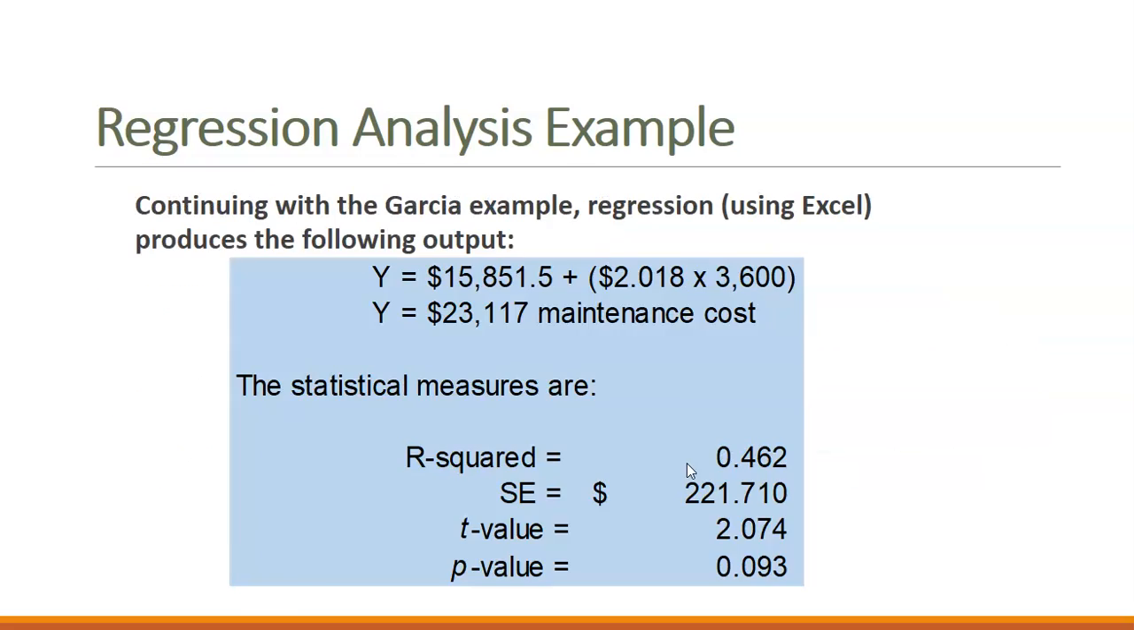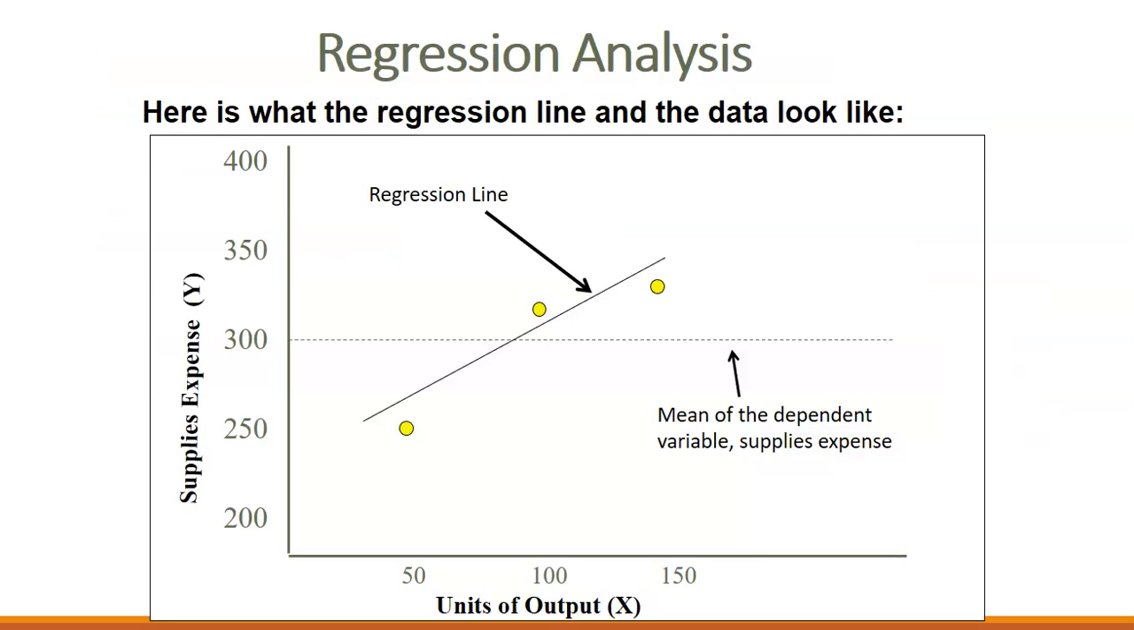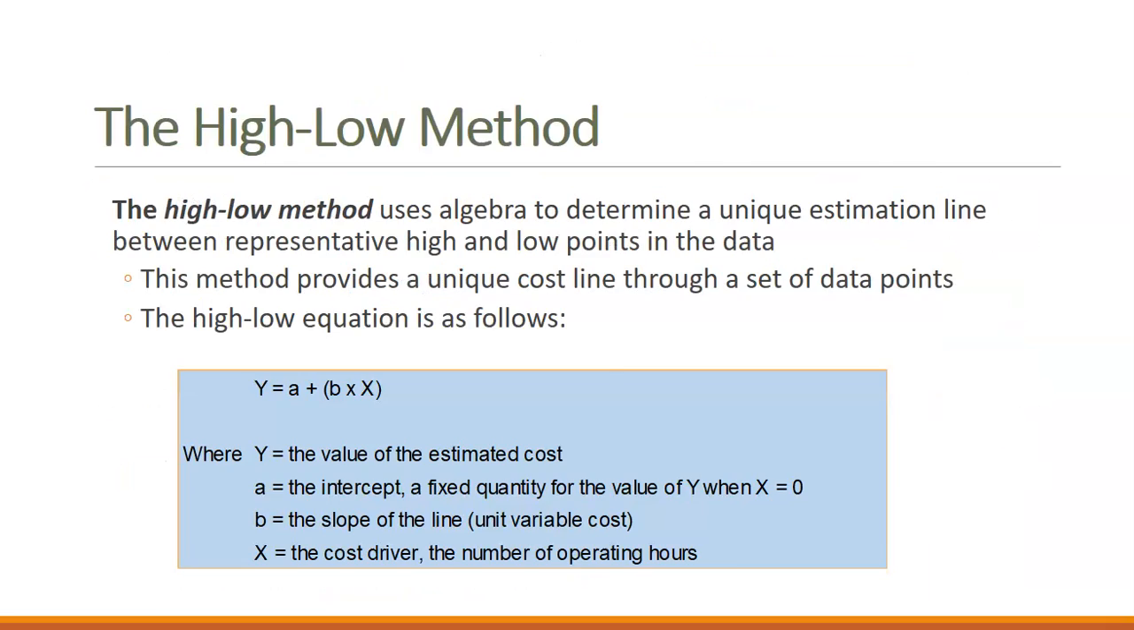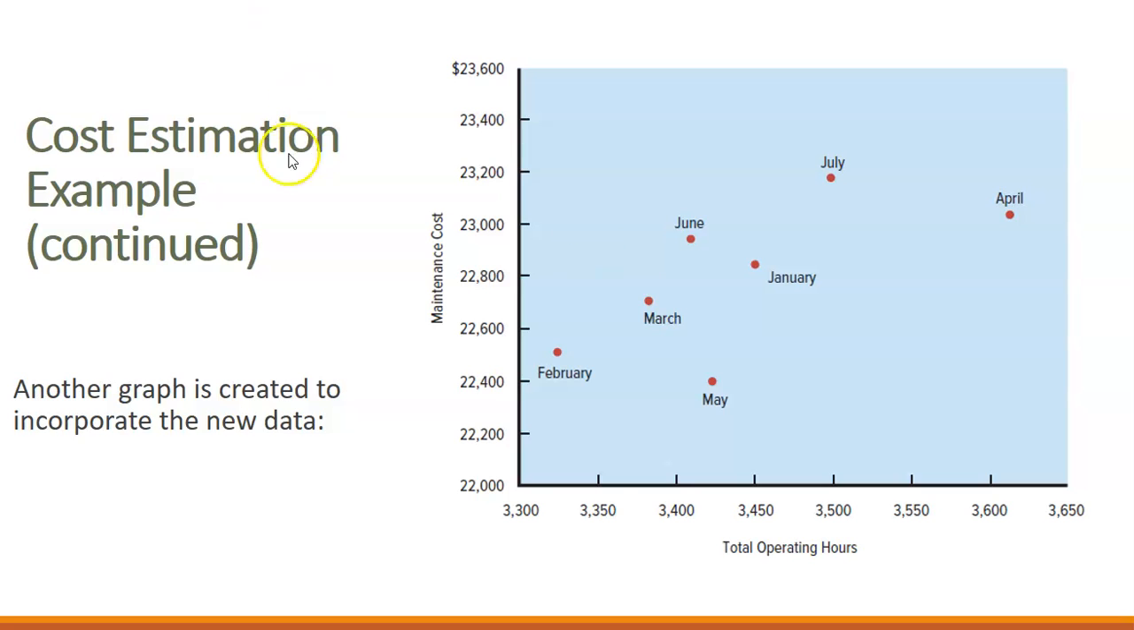So if you go back and we look at the graph that was prepared, we see this nonlinear information here where May doesn't fit our line. April also doesn't fit our line. So these outliers can influence how that regression analysis comes out.